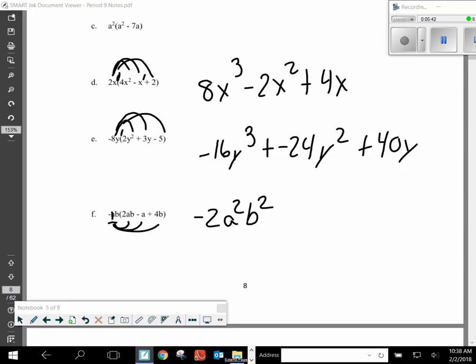Now negative 1 times the negative 1 is positive 1. A times a is a squared. B, and there's no b, so just b. And the last term, negative 1 times 4 is negative 4. A times no a's is a. And b times b is b squared. And I'm done. Notice the exponent here is a 1 on this a.